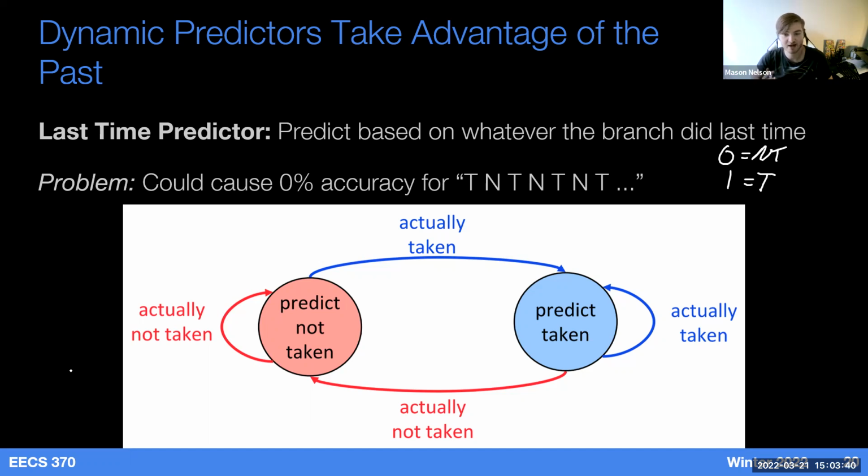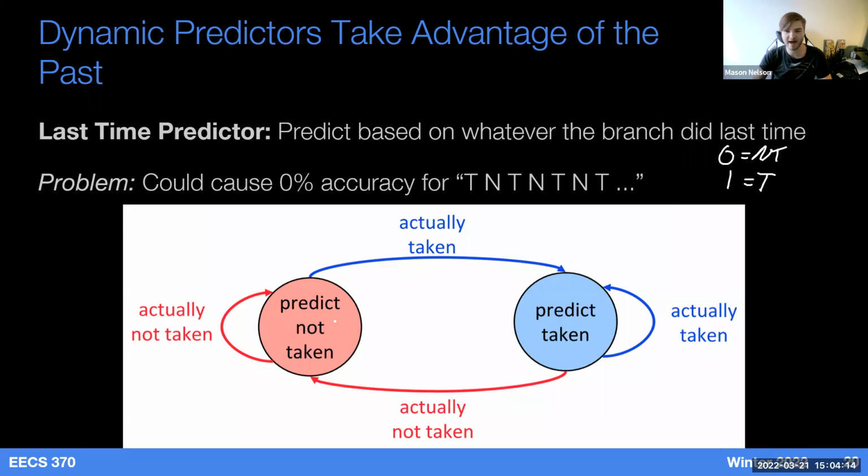And so this is what the state machine might look like for one of these branch predictors. Because it updates to whatever it was last time, if it was predicted not taken and it's actually not taken, then we'll just predict that it's not taken the next time, following this red arrow here. And if it's actually taken, we'll move the bit so that it's predicted taken the next time. Again, if it's actually taken and it was predicted taken, we'll just leave it there. Otherwise, if it was actually not taken, we'll move into the state where we predict the next one will not be taken.